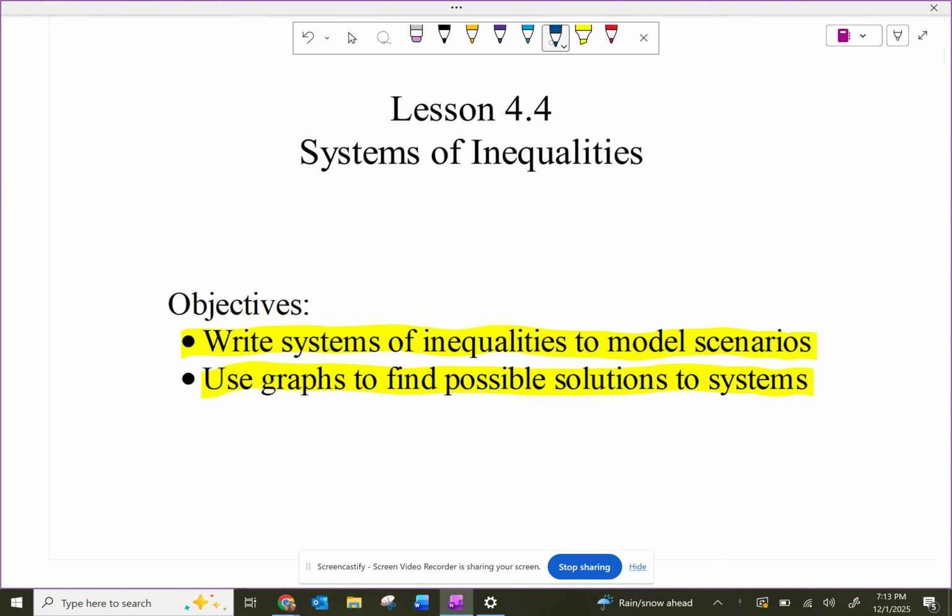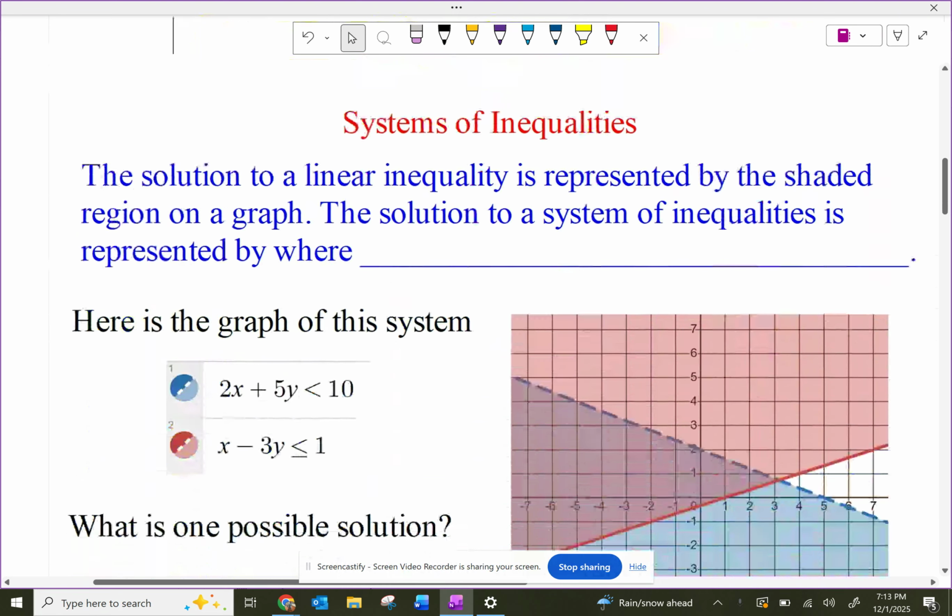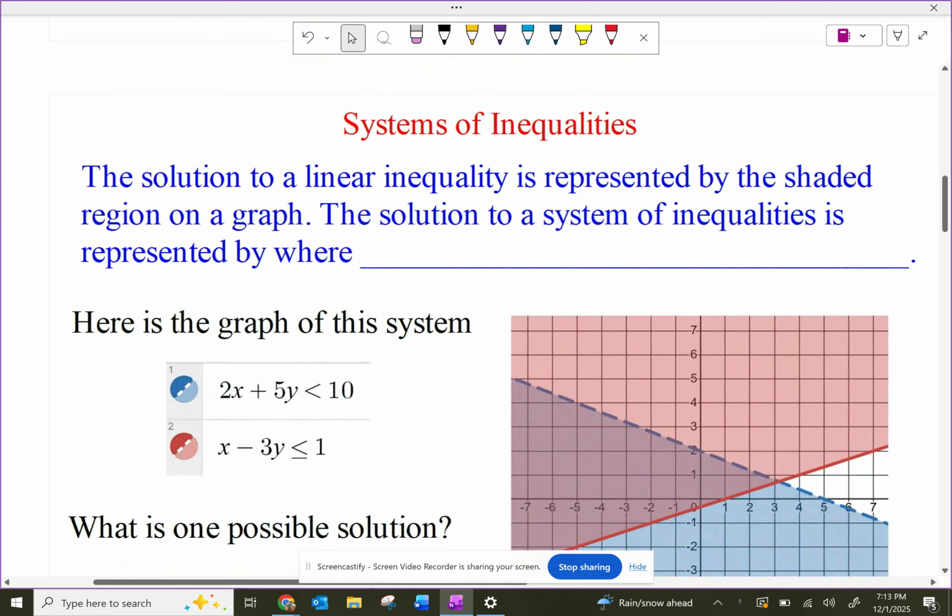This will be a review of what we've done before, but instead of graphing one inequality to model a situation, we'll have more constraints and have more graphs to look at. So, systems of inequalities. The solution to a linear system of inequalities is represented by the shaded region on a graph. The solution to a system of inequalities is represented where the shaded regions overlap.